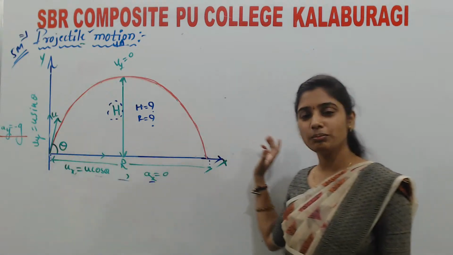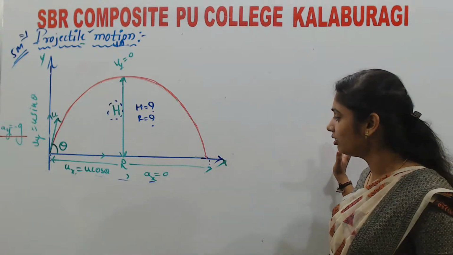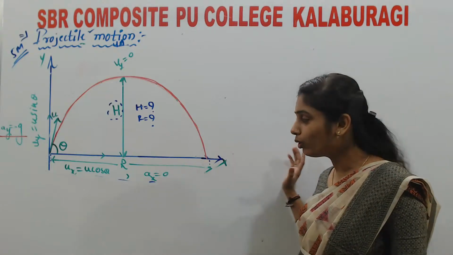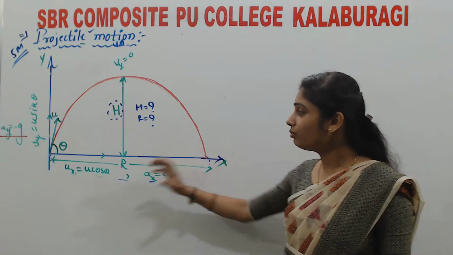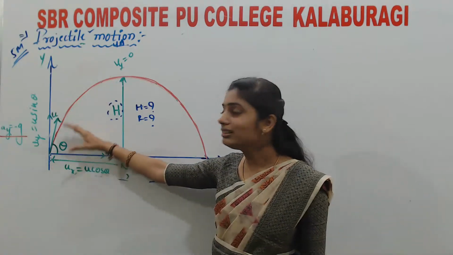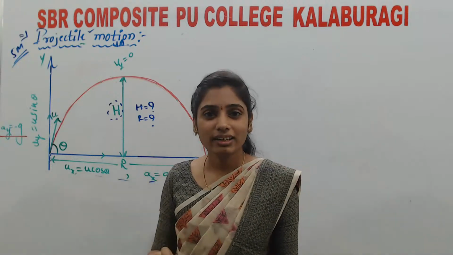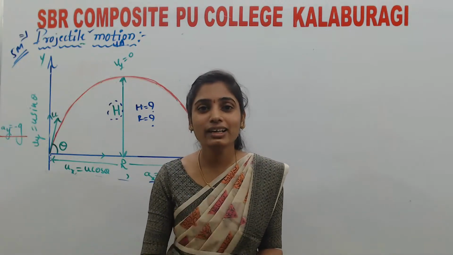You are far away from the point of projection, and you just want to catch the ball, and you have to run over here. So within what time can the ball be caught by you? That means up to what time the ball can be there in the air. That means what is the time of flight of a projectile?